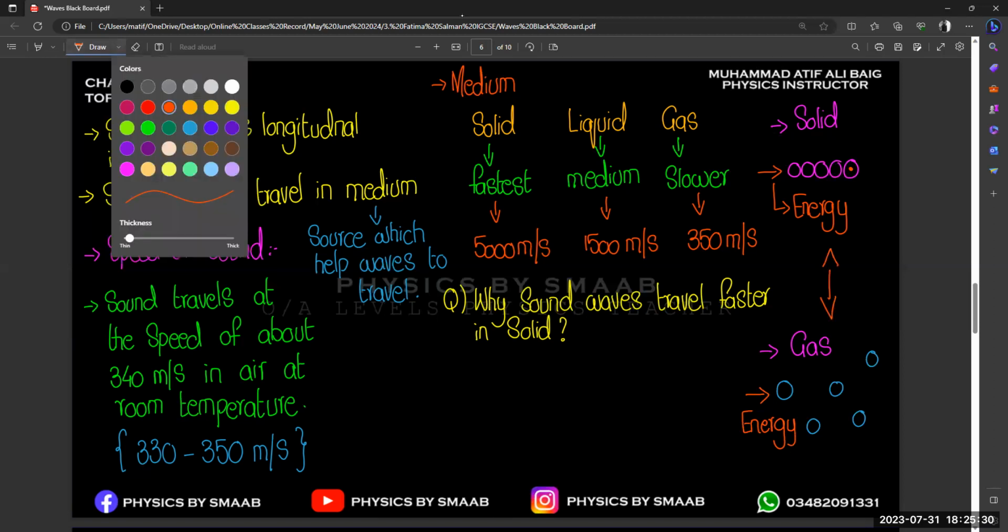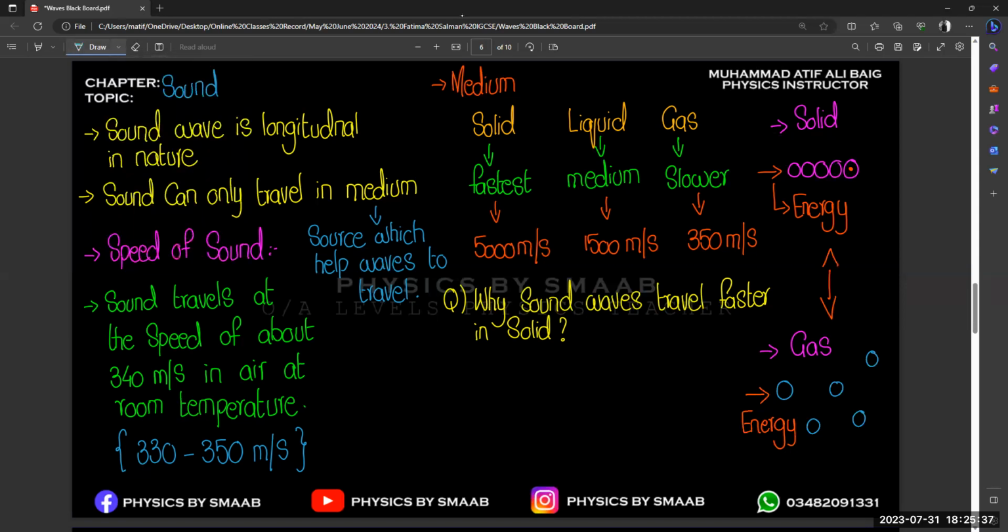They also ask in your exam to state with the reason why sound waves travel faster in solid. So your reason is: in solid, molecules are tightly packed with each other, or we can say that molecules are close enough to each other.